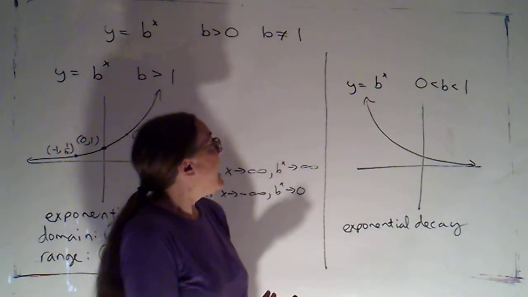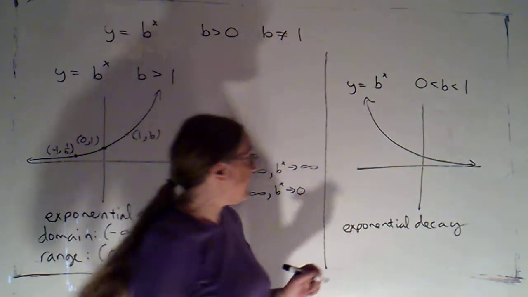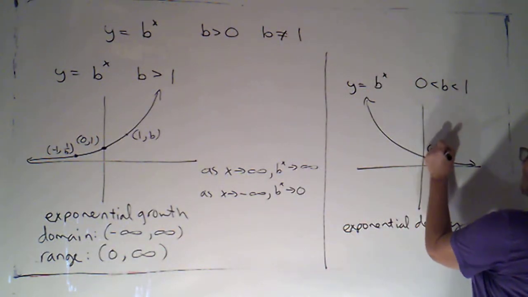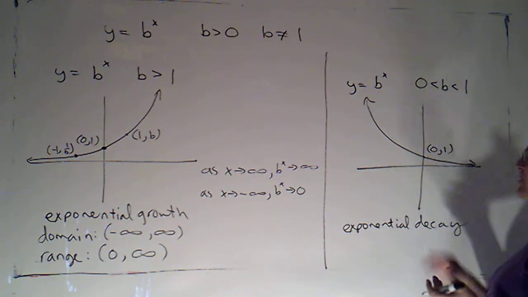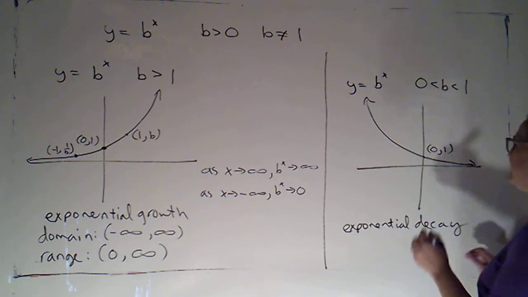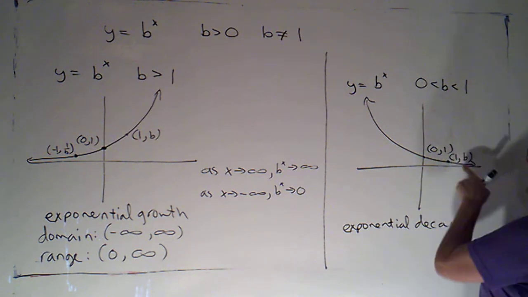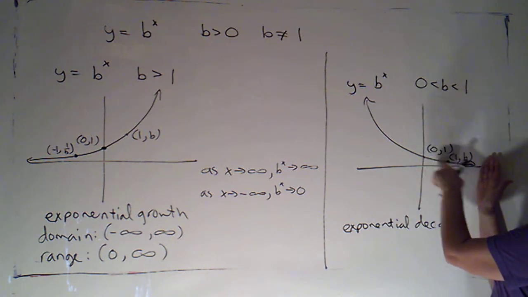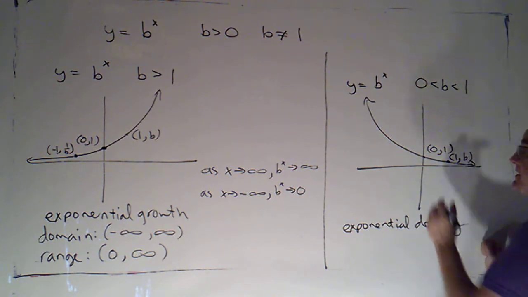Okay, so we call that exponential decay. If you have a graph like that, the y-intercept is still going to be (0, 1), because 0 to anything to the 0 power is going to give me 1. It will still be the case that if I plug in 1, I will simply get whatever number is my base. And that number is going to help me see how quickly we're decreasing towards this horizontal asymptote.